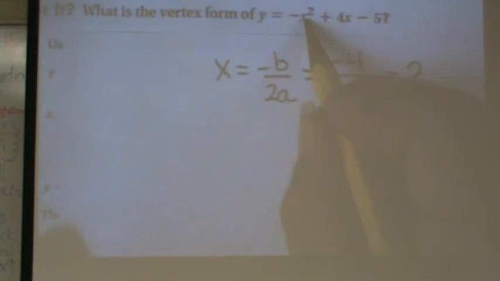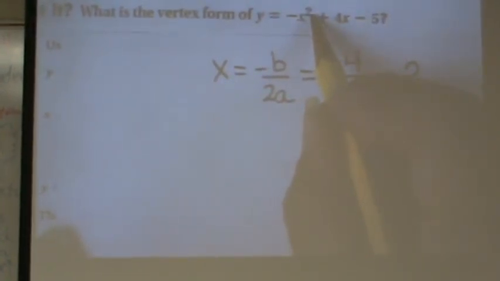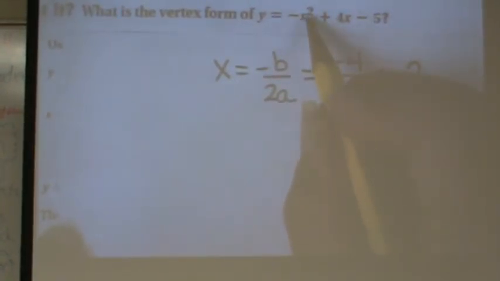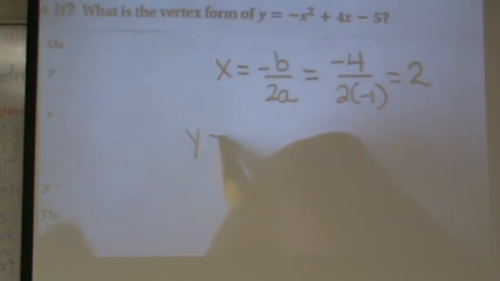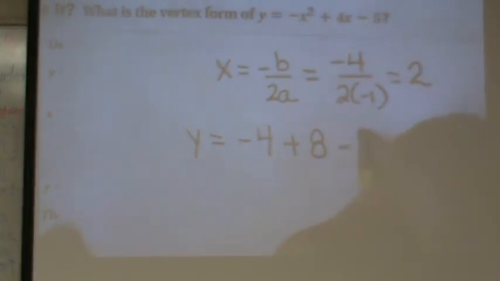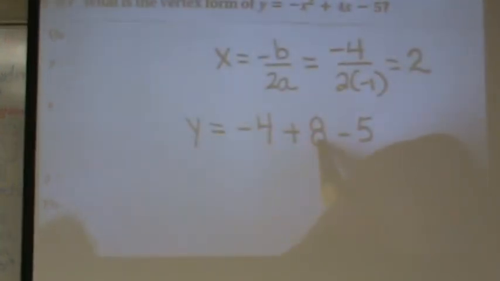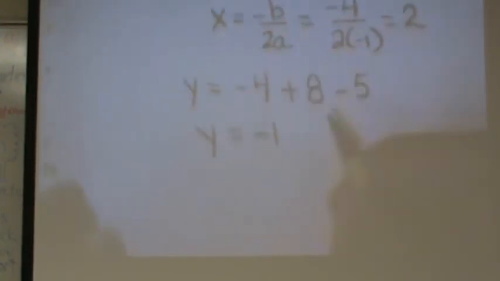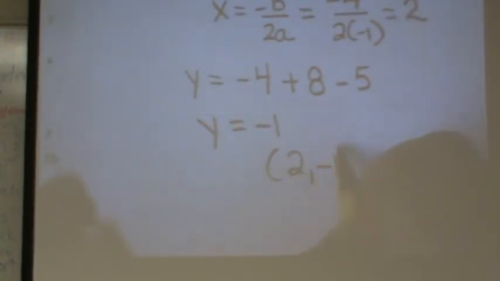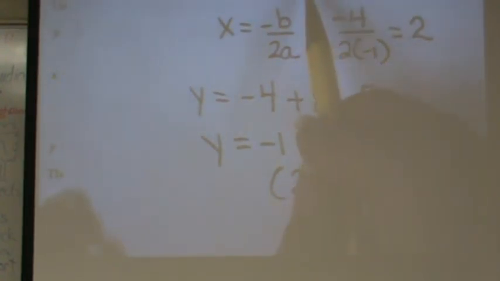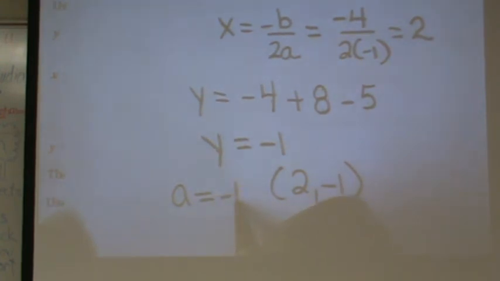2 goes in here, so what's 2 squared? 4. What's 4 times negative 1? Negative 4 plus, what's 4 times 2? 8, and then minus 5. So this is going to be 4, and 4 minus 5 is negative 1. So what's my vertex? It's 2, negative 1. What's my a value here? Negative 1. Good, a is negative 1.